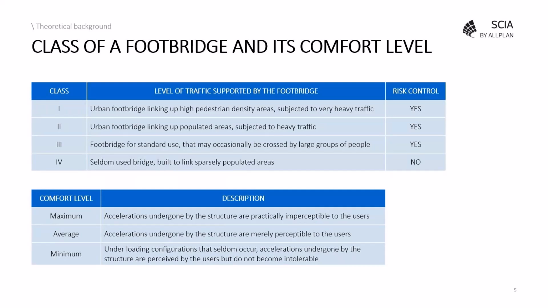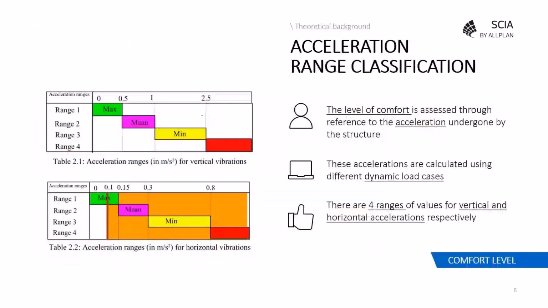As for the comfort levels, we have 3 categories. For the maximum one, the accelerations undergone by the structure are practically imperceptible to the users. Whereas if you want an average comfort level, the accelerations will be merely perceptible to the users. And for the minimum level, under loading configurations that seldom occur, accelerations undergone by the structure are perceived by the users but do not become intolerable. And of course, we have a 4th class, which would be the class where the comfort level is not satisfied at all. So the accelerations are classified in different ranges.